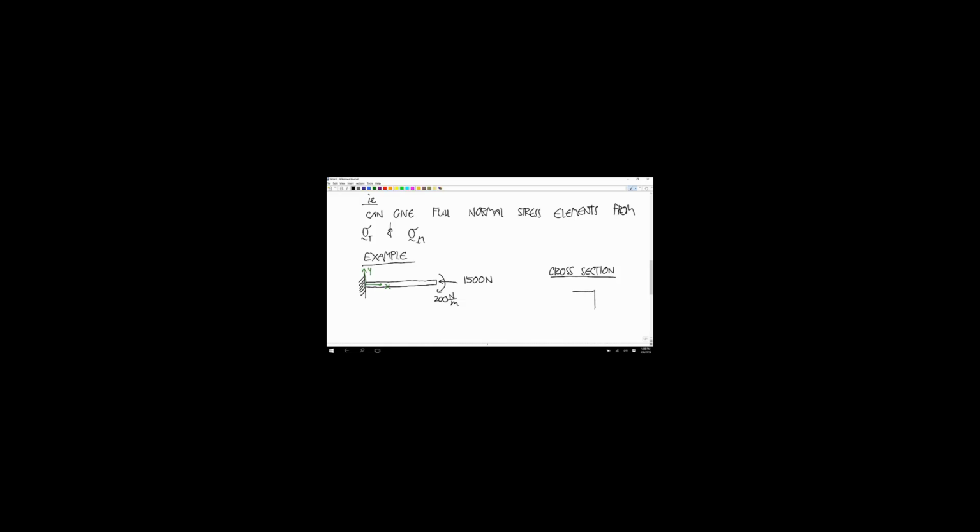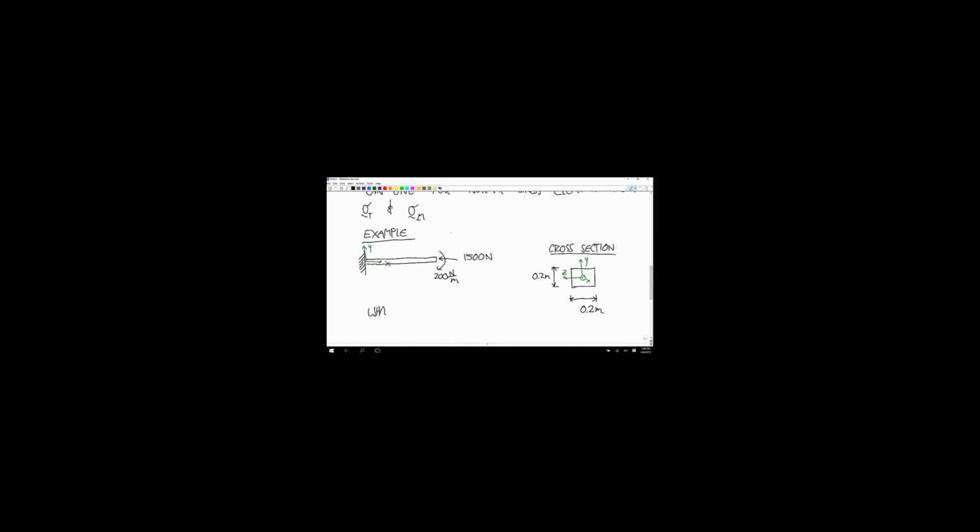This is a square cross section where everything is 0.2 meters. Ooh, that's a fat cross section. Okay, so this is like looking from where it says 1500 newtons down on the beam. So the x-axis is coming out towards us, the y-axis is up, and the z-axis is this way. And we want to know, what are the stress tensors for different points in the beam?